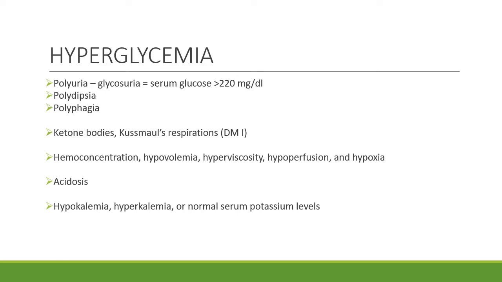Hypokalemia, hyperkalemia, or normal serum potassium levels are all possible with hyperglycemia. So we need to keep a careful eye on their cardiac rhythm to make sure that they don't have something wonky going on with their potassium levels as well, especially if their sugar is out of whack.